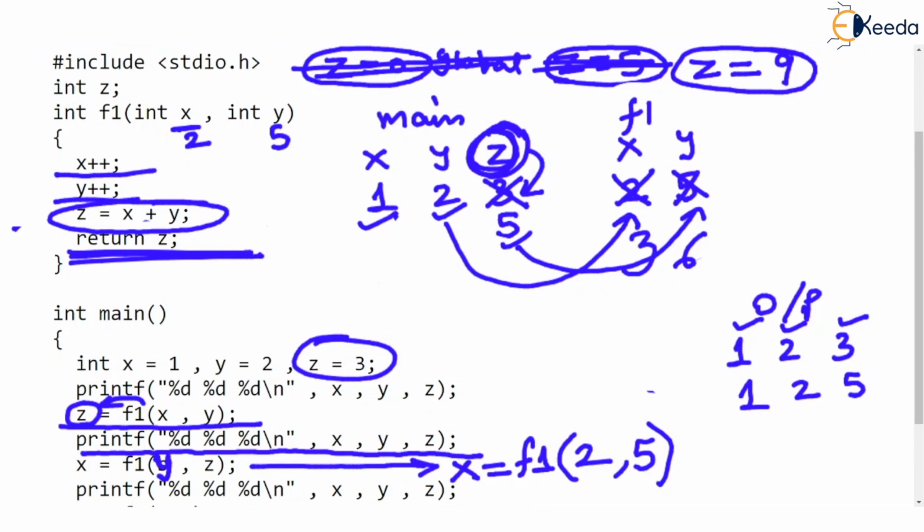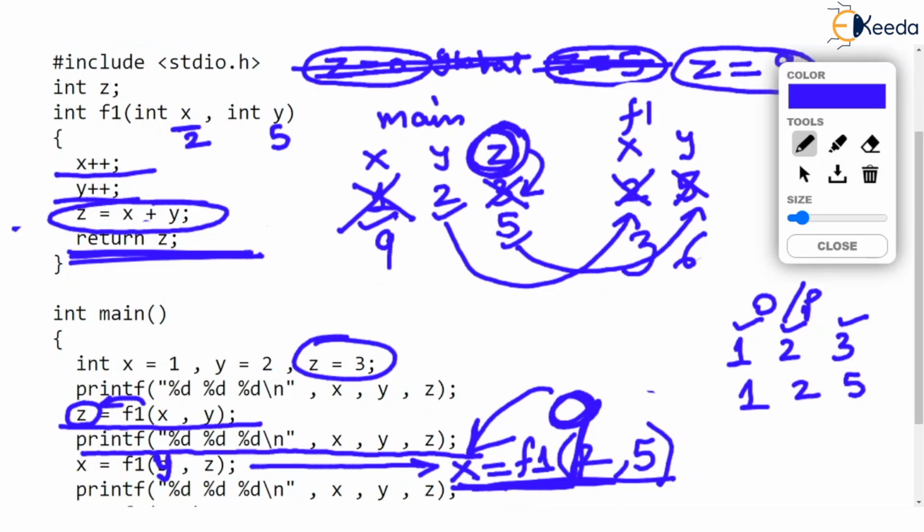So 9 gets returned, and 9 is returned at the call. Check where 9 is returned, and 9 is stored by x. But this x, which we are talking about, is x of main. So here in the table, x which was 1 will now become 9. And there are no changes made in y and z of main.